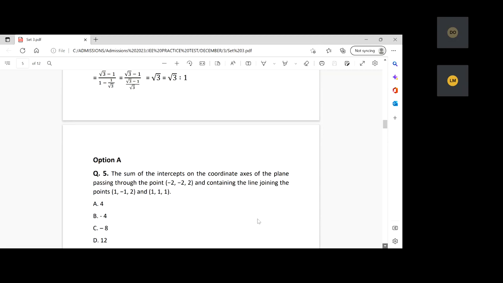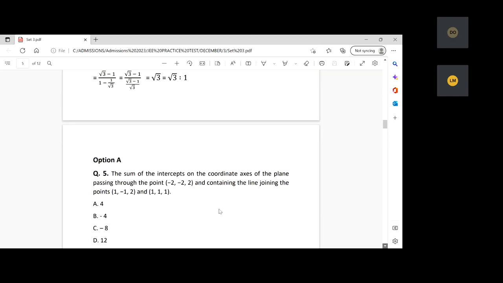So you have a plane. The second part is that it passes through a point. So this point, (-2, -2, 2), is in the plane. And it also has a line which joins the 2 points (1, -1, 2) and (1, 1, 1). So you could see that all these things are in the plane, and they're asking you to find out the sum of intercepts on the coordinate axis of the plane.